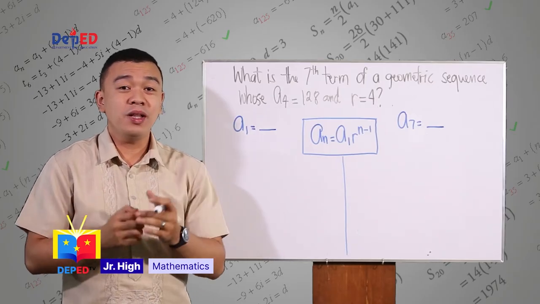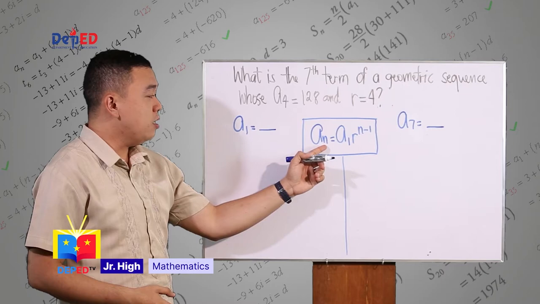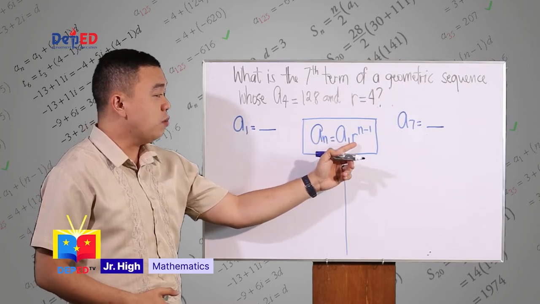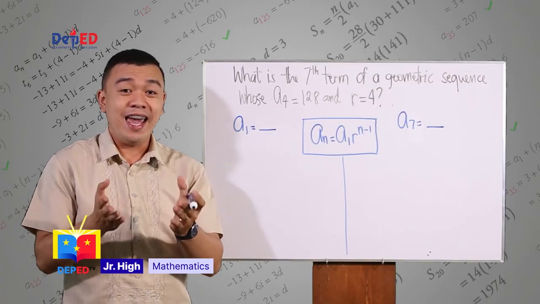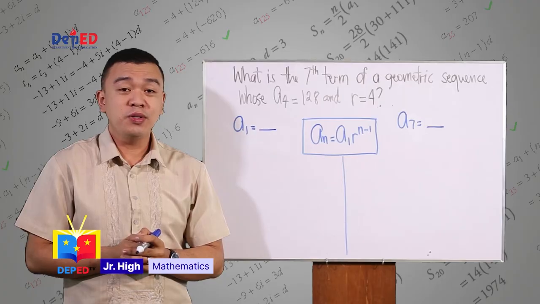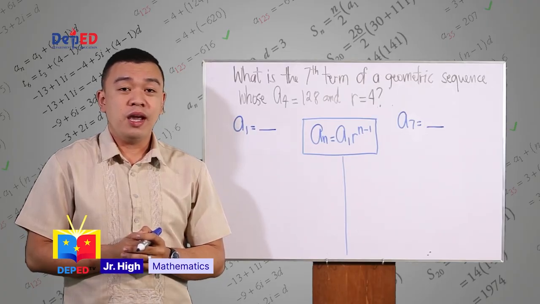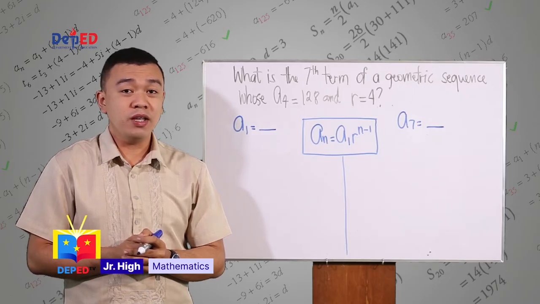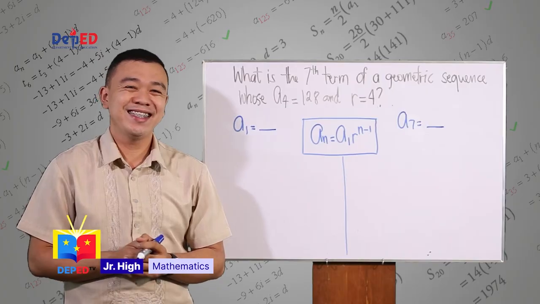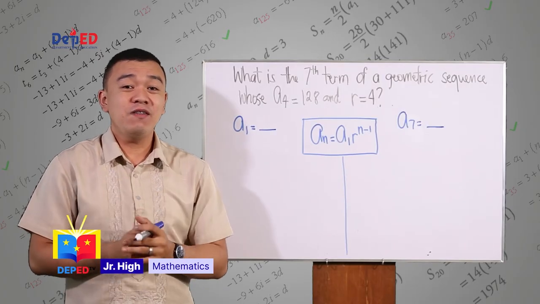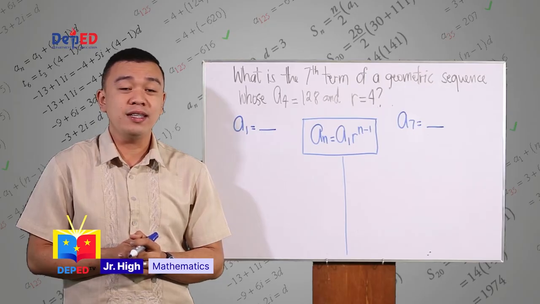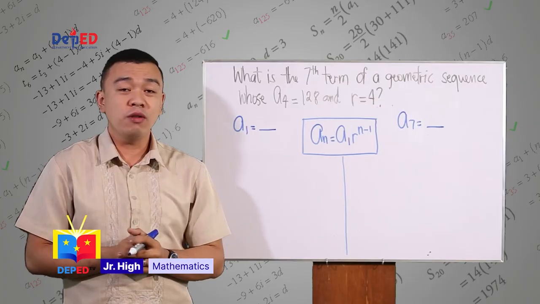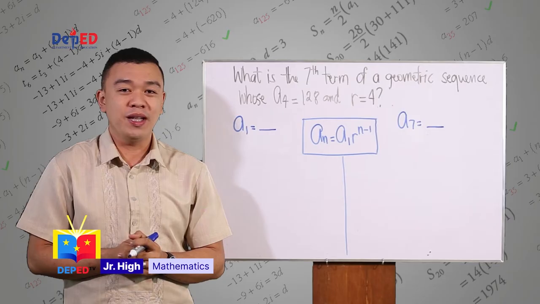Now let's use the formula. A sub n is equal to a sub 1 times r raised to n minus 1. Again, there are two unknowns in the problem, and to solve for a sub 7, we need to solve first for a sub 1. Since the given term is the fourth term, which is equal to 128, we can use it to solve for the value of a sub 1.